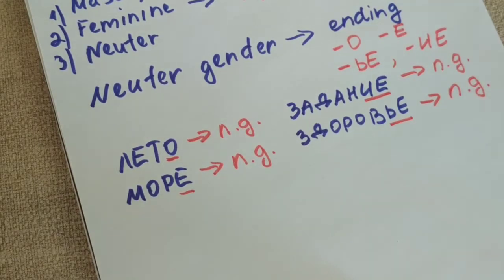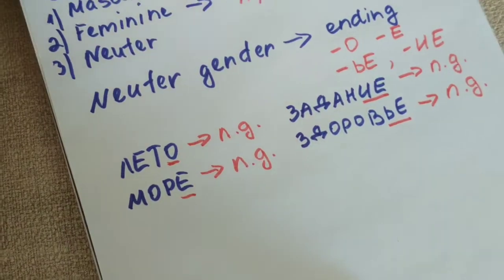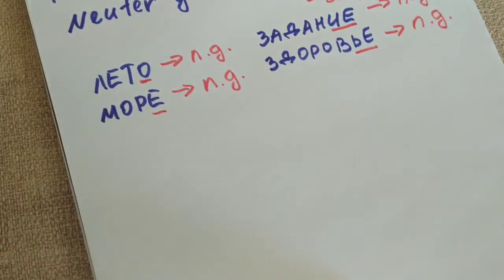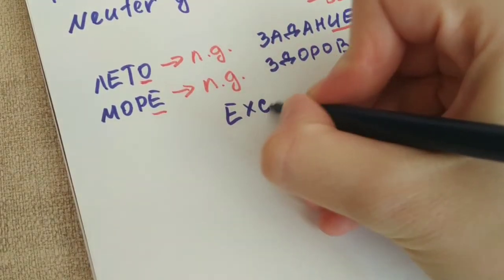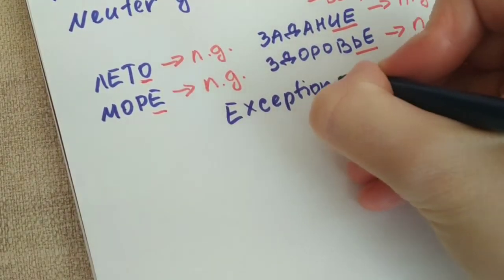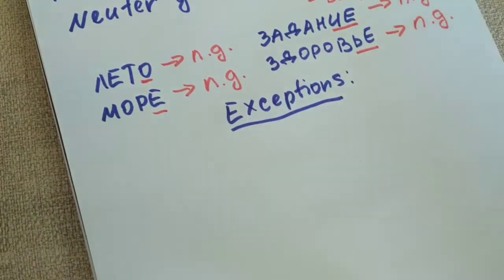But of course, if you have any doubts, the first thing you do is consult the dictionary. And of course, as with any grammar rule in any language, there are some exceptions. Let's get them out of the way. We have to know them, of course.